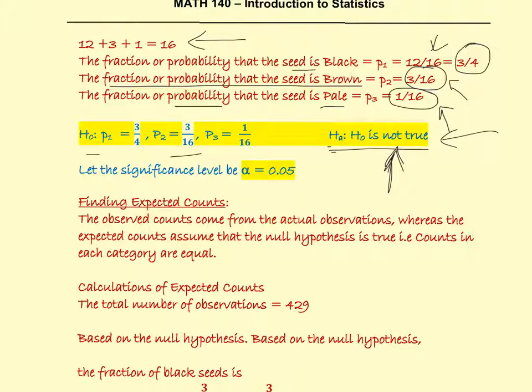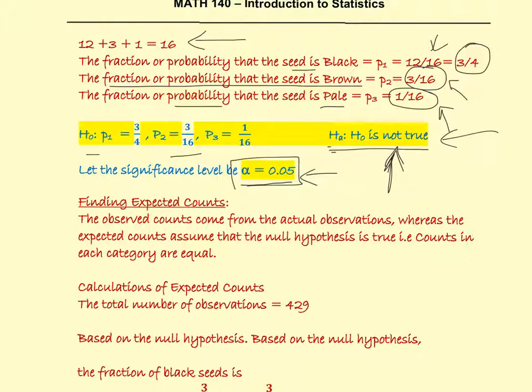And another thing to do is to set your significance level, like we've done before in many other hypothesis tests. The significance level, we can use 0.05, and it can be changed based on what we need, but let's stick with 0.05 for this problem again. Now we need to find the expected counts.